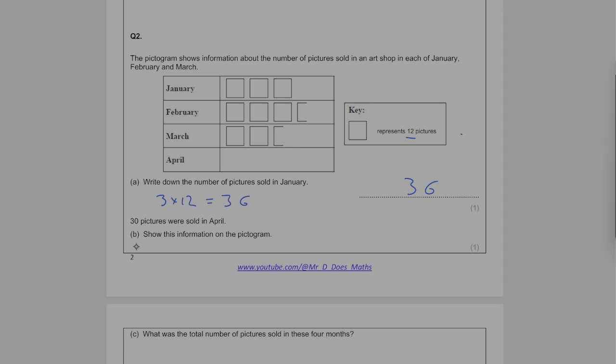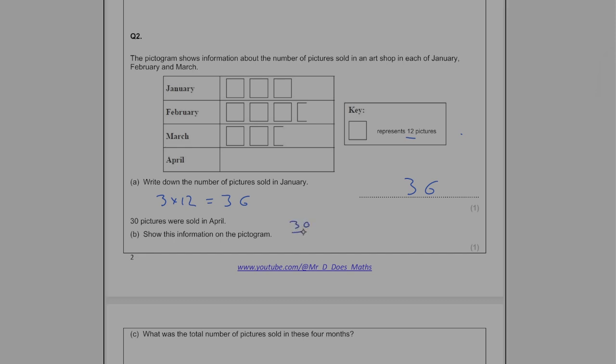30 pictures were sold in April. Show this information on a pictogram. Okay, so we need to do 30 divided by 12. So 6 is going to both those numbers. So 6 will go 5 times into 30 and twice into 12, so it's going to be 2.5. So we want to draw 2.5 of these pictures. So in effect, the same as what we've got for March. And then try and make it similar to the pictures already shown there.